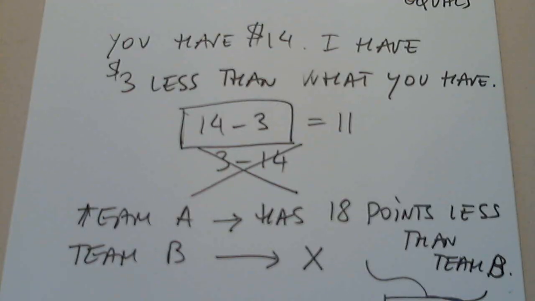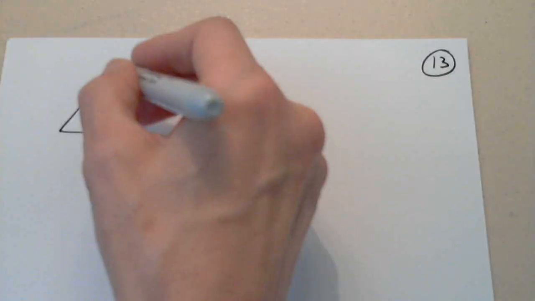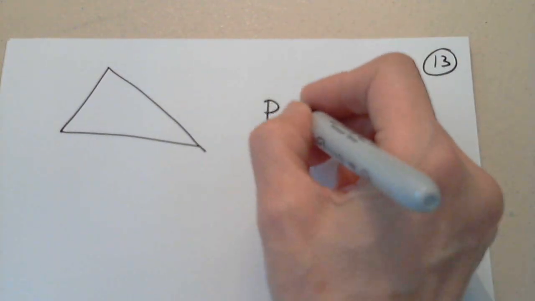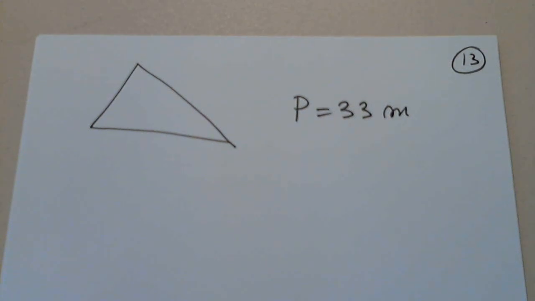Okay, we talked about this one just a minute ago. Yes. This is the problem that we wanted to continue with. So let's read the problem. The perimeter of a triangle is 33 meters. Okay, so I picture a triangle. I write the perimeter is 33 meters. This is the information I have from the very first sentence.